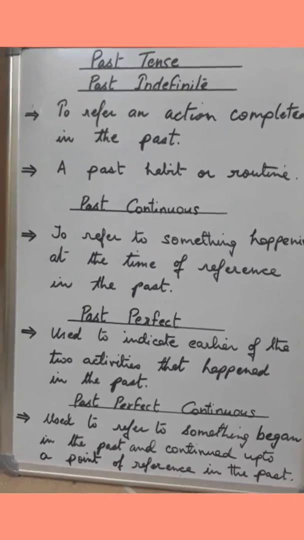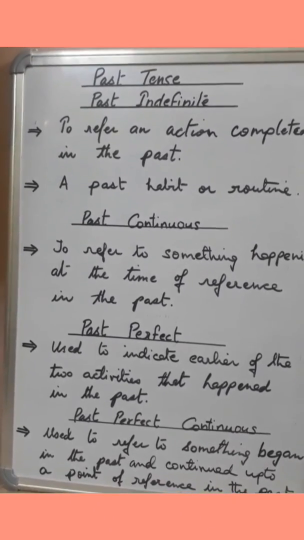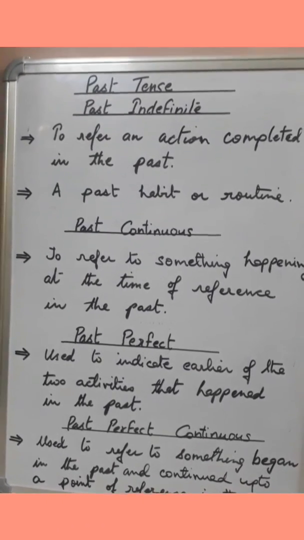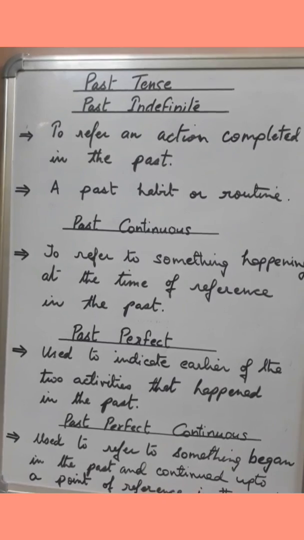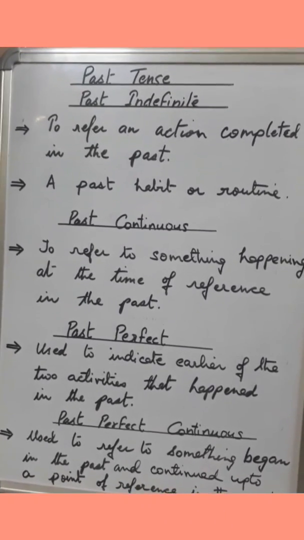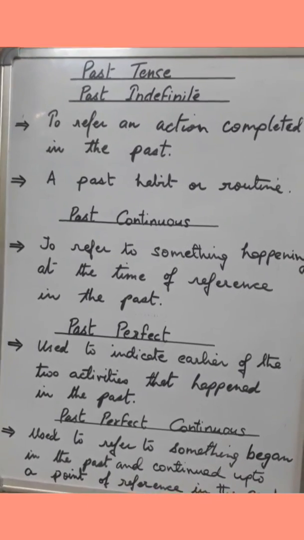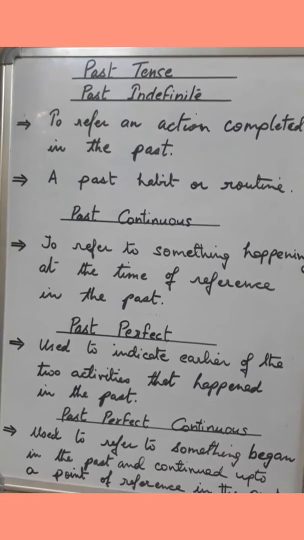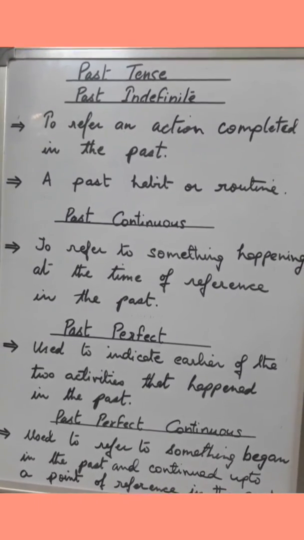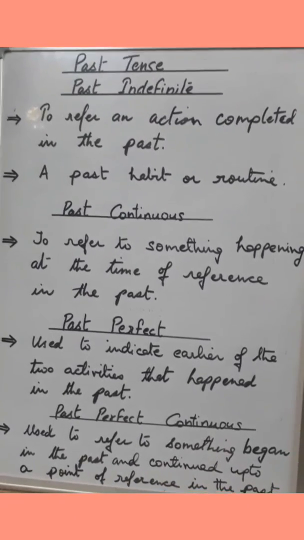Past continuous. This form is used to refer to something happening at the time of reference in the past. For example, we were eating our dinner when he came. Also, when we talk about something that was a persistent habit in the past, like he was always grumbling, we use the past continuous form.